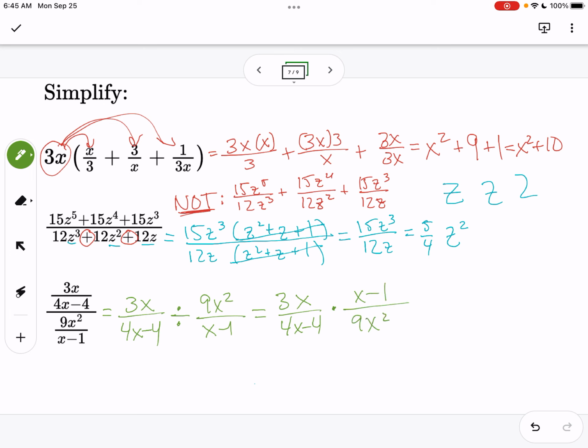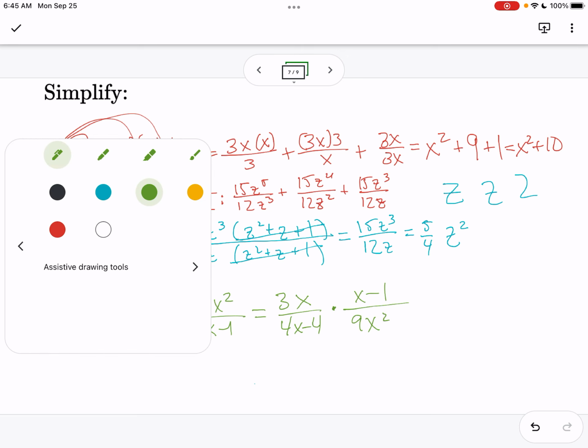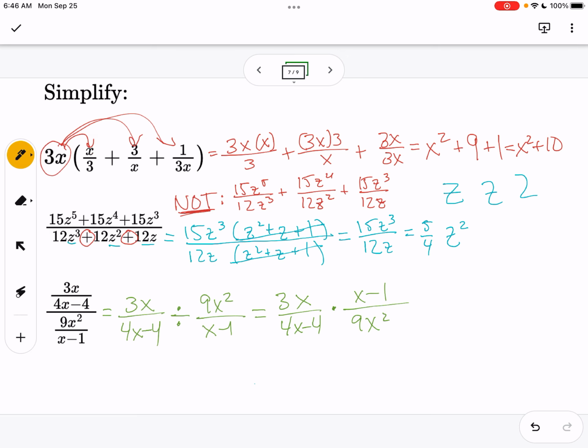And we can start canceling. So we see that we have a 3 in the numerator and a 9 in the denominator. That cancels, so we're left with a 3 in the denominator. We have an x in the numerator and an x squared in the denominator. And then x minus 1 and 4x minus 4 look really similar. I can factor a 4 out of this denominator, and we have 4 times x minus 1. The x minus 1's cancel, and we are left with 1/12.